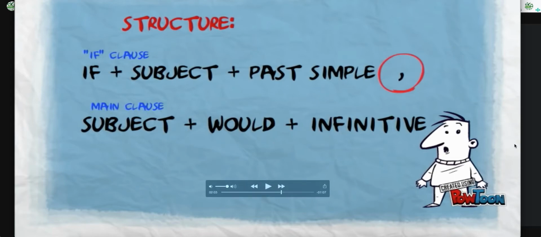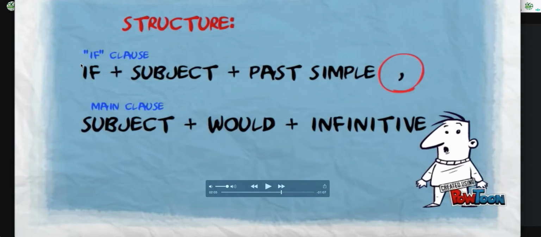Do you remember when we talked about first conditional, that I explained to you that we have an if clause and then we have a main clause? Do you remember that? In second conditional it is exactly the same situation. The if clause is the one that is going to have the condition, okay? And the main clause is going to be the one with the consequence.